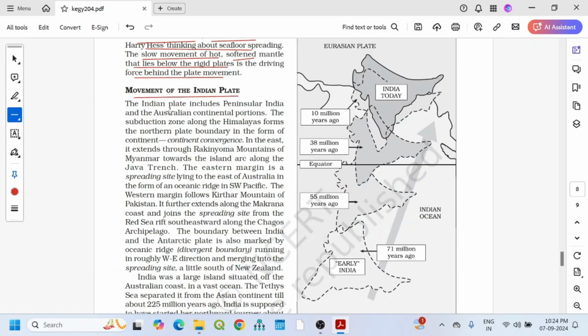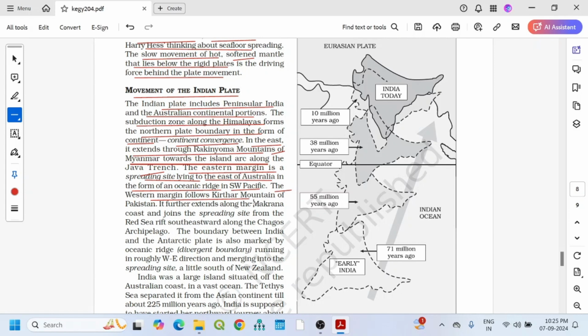Movement of the Indian plate. The Indian plate includes peninsular India and the Australian continental portion. The subduction zones along the Himalayas form the northern plate boundary in the form of continent-continent convergence. In the east, it extends through the Rakhine Mountains of Myanmar towards the island arc along the Java Trench. The eastern margin is a spreading site lying to the east of Australia in the form of an oceanic ridge in the southwest Pacific.